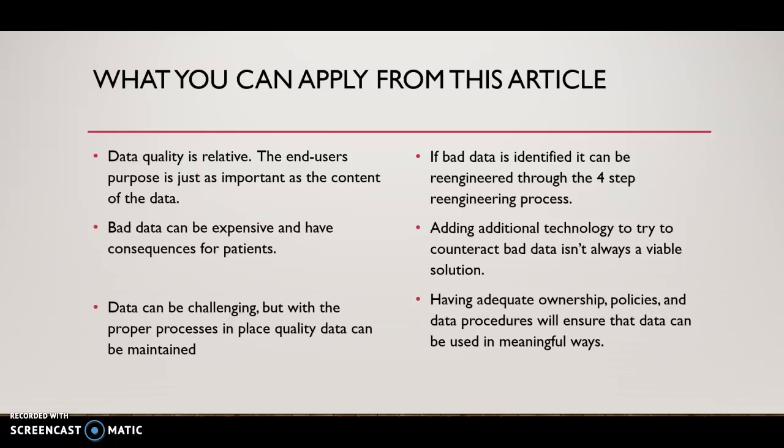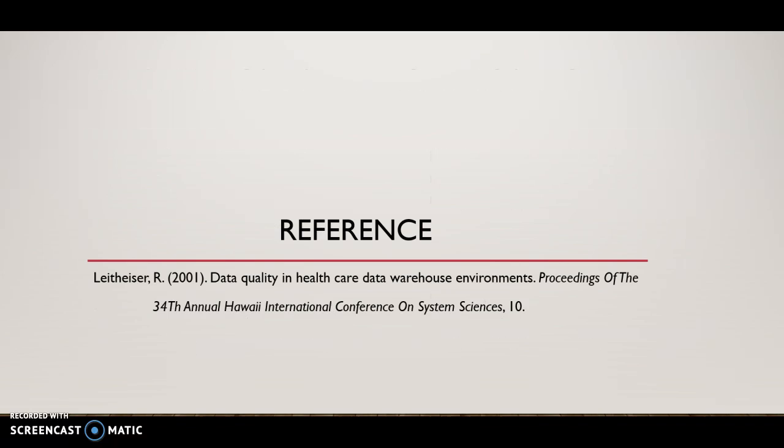Data can be challenging, but with the proper processes in place, quality data can be maintained. If bad data is identified, it can be re-engineered through the 4-step re-engineering process. Adding additional technology to try and counteract bad data isn't always a viable solution. Having adequate ownership, policies, and data procedures will ensure that data can be used in meaningful ways.